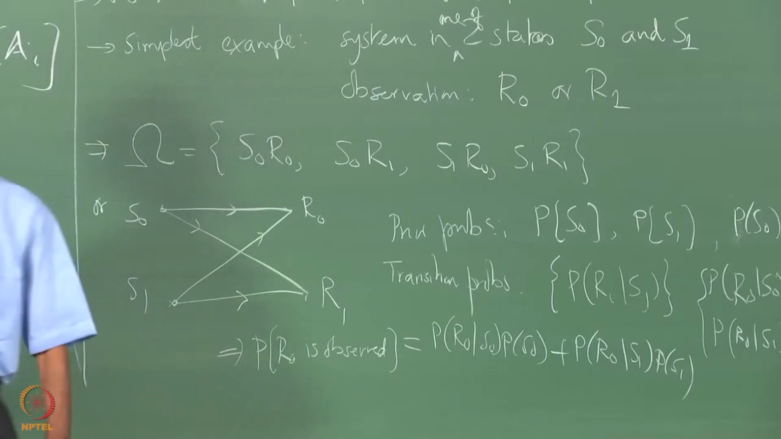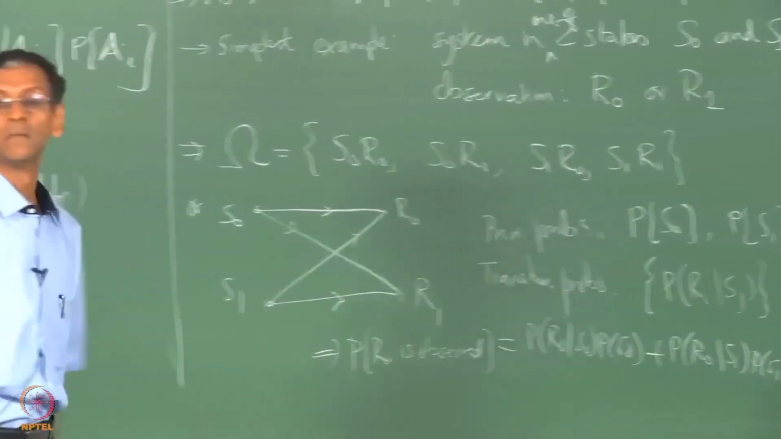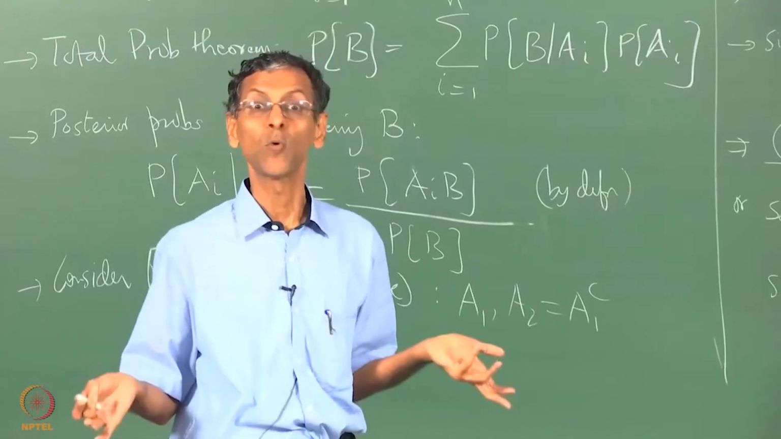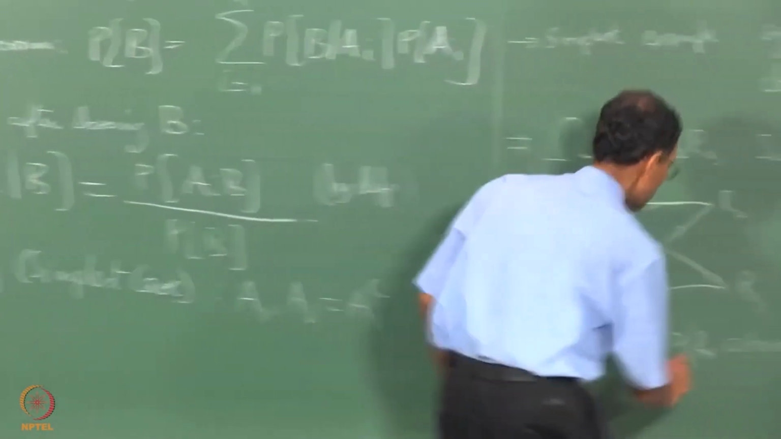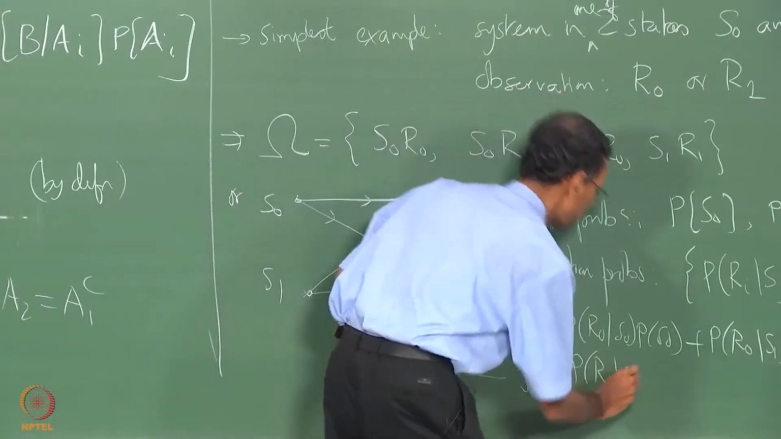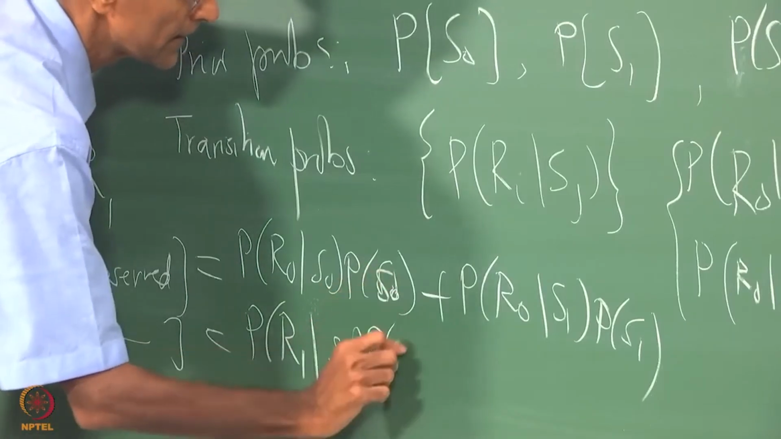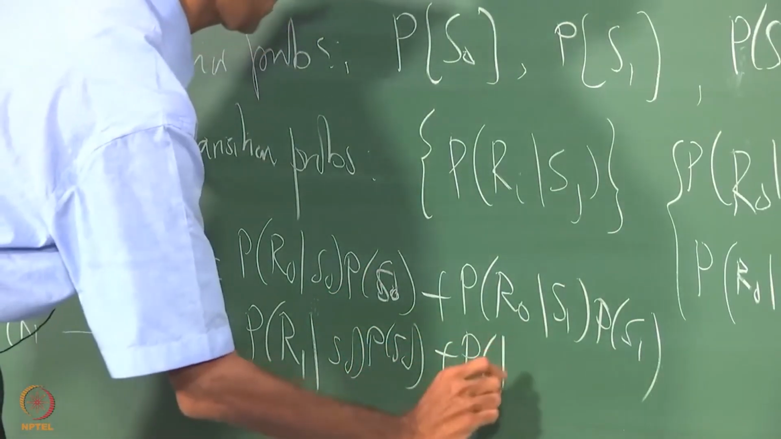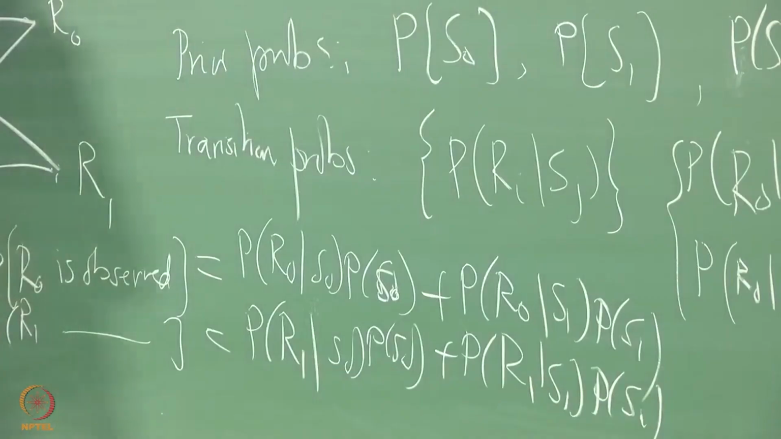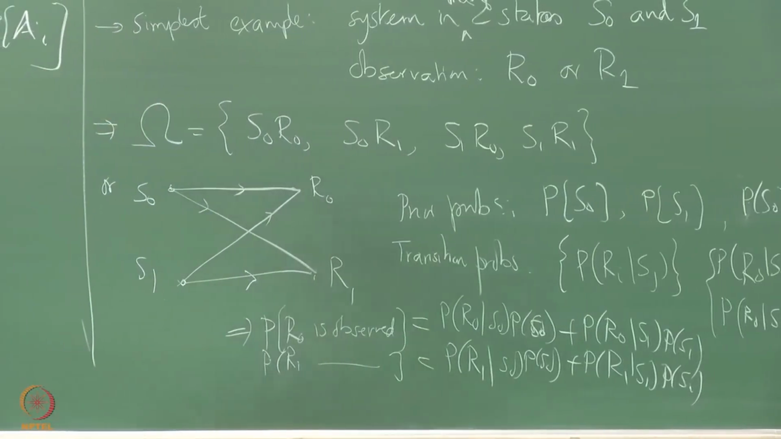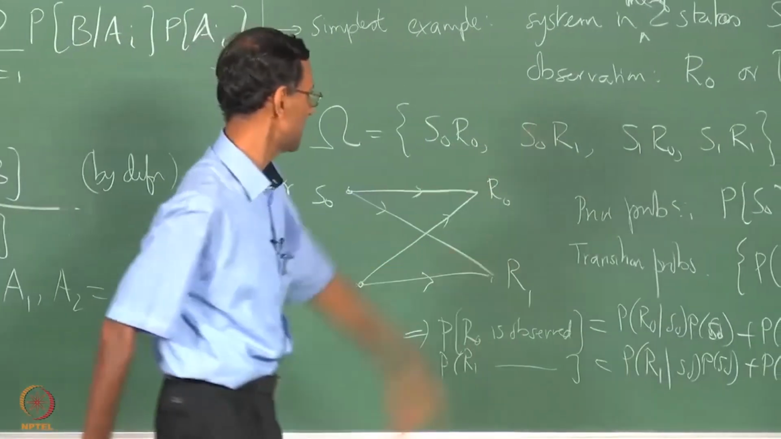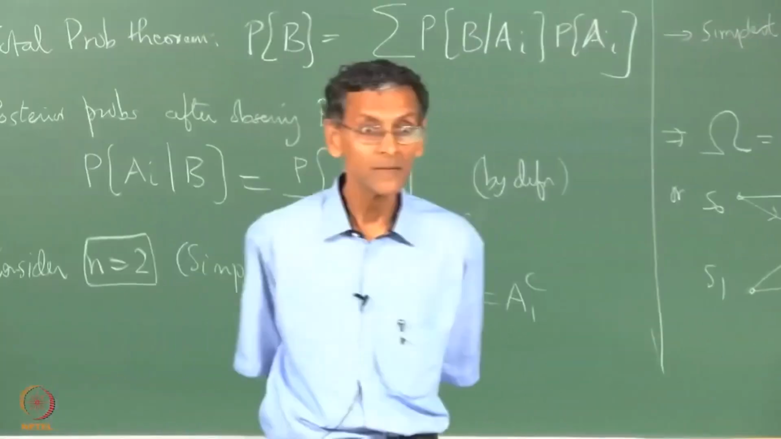If you write a similar equation for P of R1, you would find that the probabilities of observing R0 and R1 also add up to 1. It should be very clear. P of R1 observed is P of R1 given S0 times P of S0, plus P of R1 given S1 times P of S1. Now please add up these two and see for yourselves that they will have to add up to 1 because of the conditions we have put down earlier.